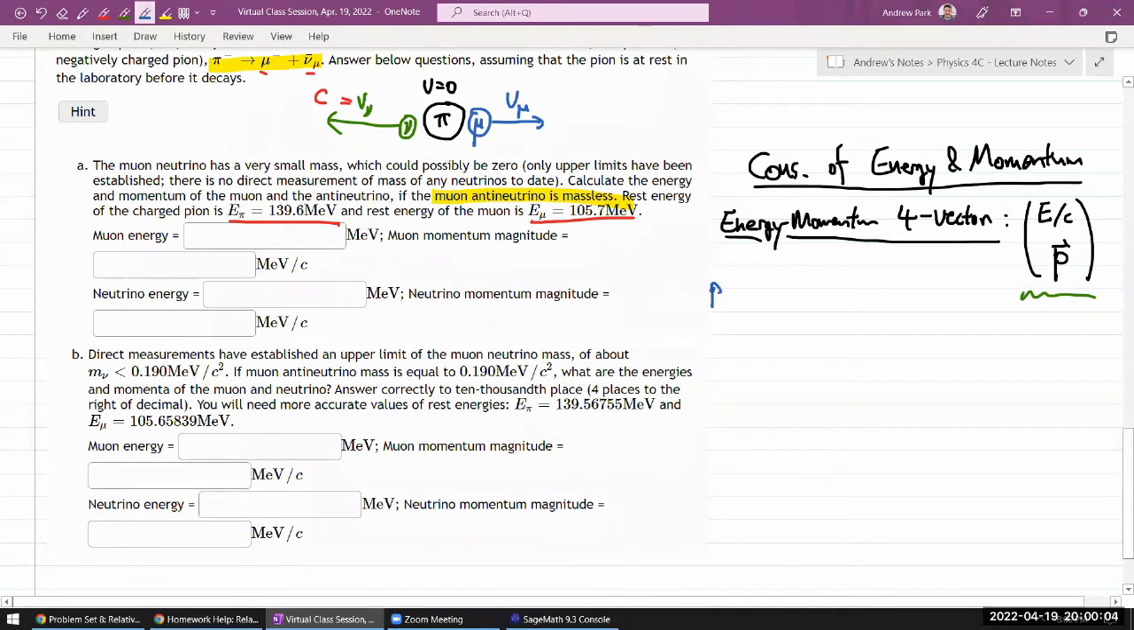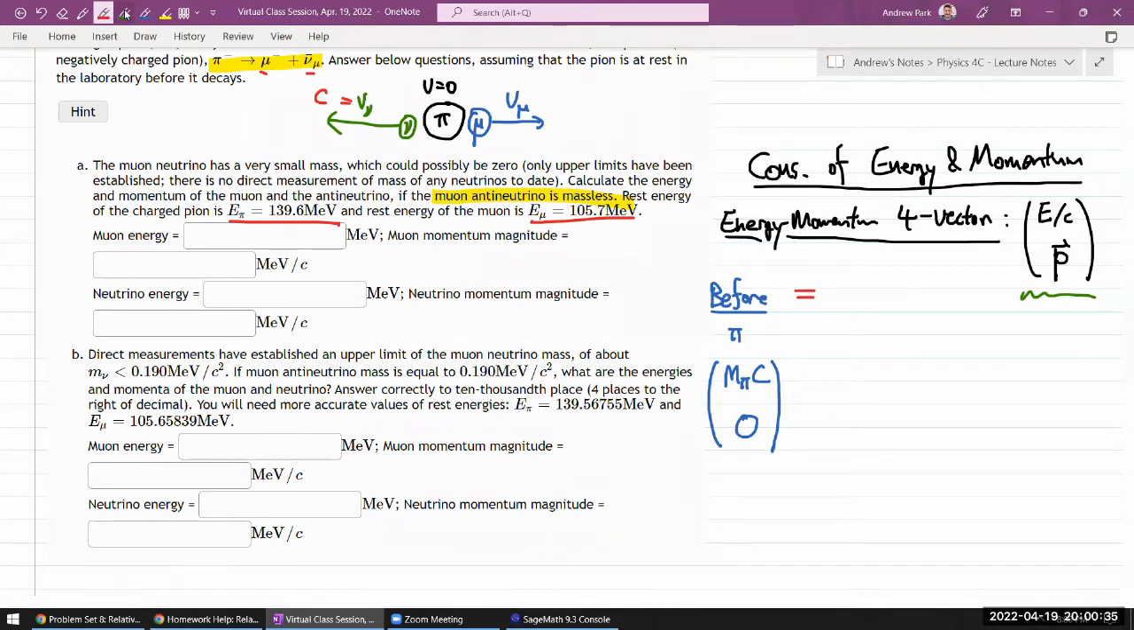So before the decay, let's just write out the energy-momentum four-vector for the pion. For the pion, we had the energy of the pion, which in this case is just the rest energy, the mass of the pion times c squared, divided by c, so just times c. And the momentum of the pion was zero. So that's the before picture. And we want to say that the before picture is equal to what we are going to get after. Now the specific expression will look different because we are going to write out the energy and momentum of the muon and the energy and momentum of the neutrino. But when they've all been added up together, it's going to be the same as the left-hand side. So that's what the conservation law says.